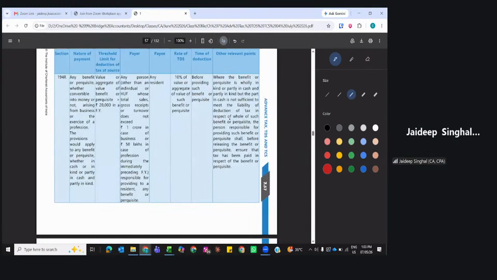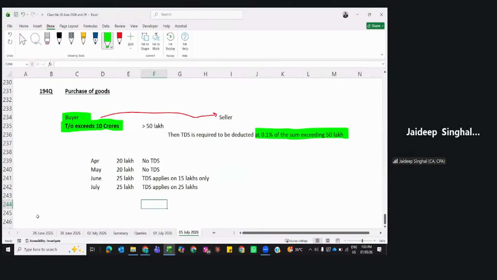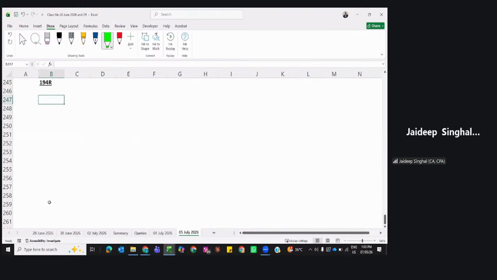194R. Tell me, if a company, your employer, is giving to the employee, let's suppose he is the CFO of the company, a holiday package. They are giving the holiday tickets, holiday package to the CFO as a gift. Is this taxable as perquisite to the CFO? Is this taxable to the CFO?